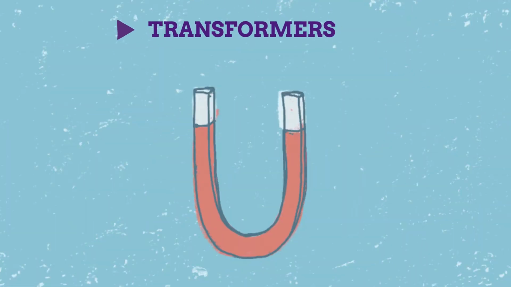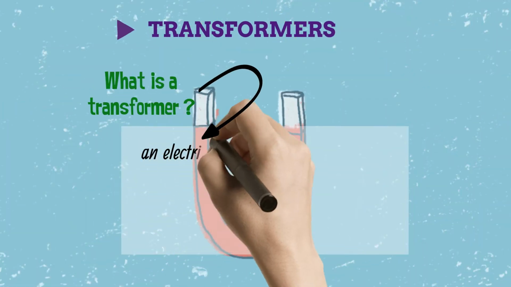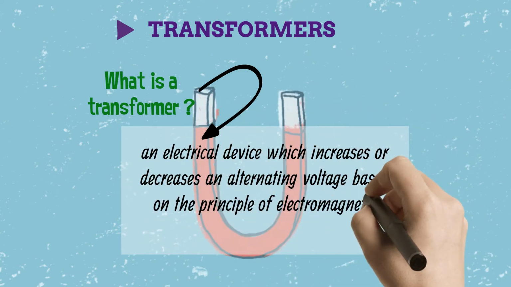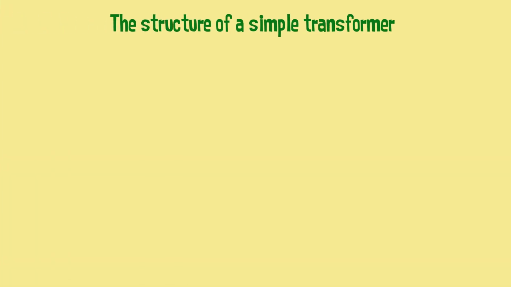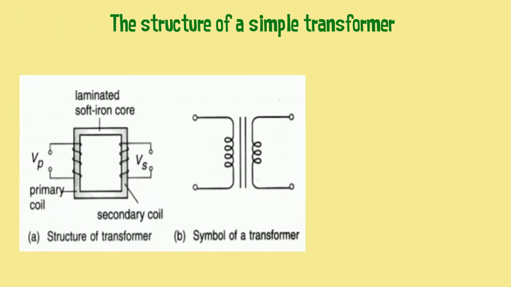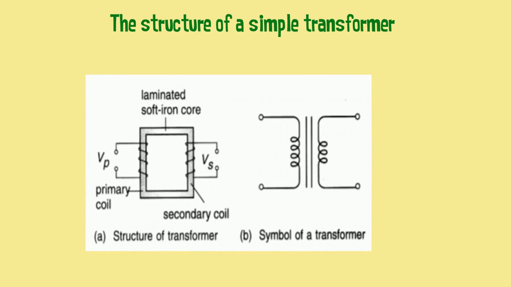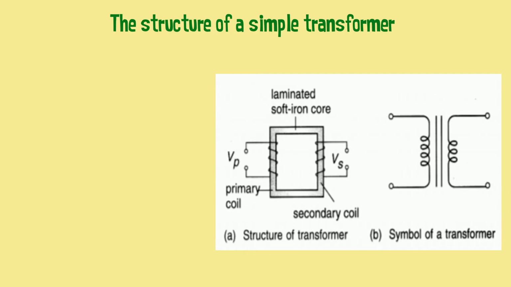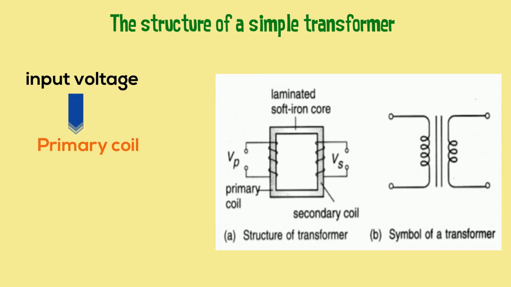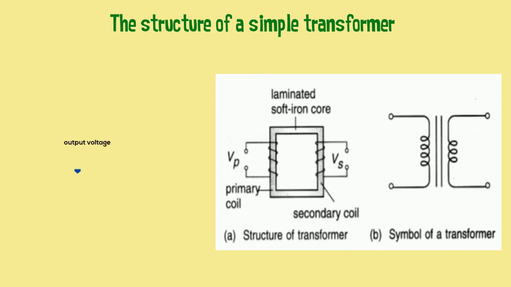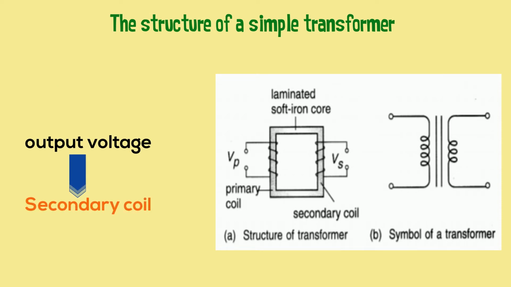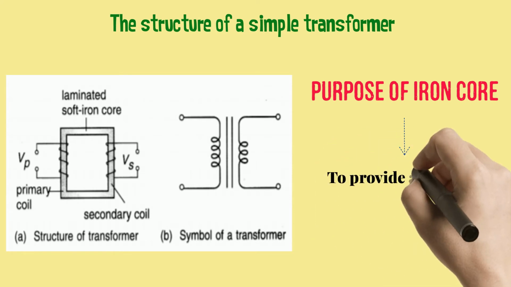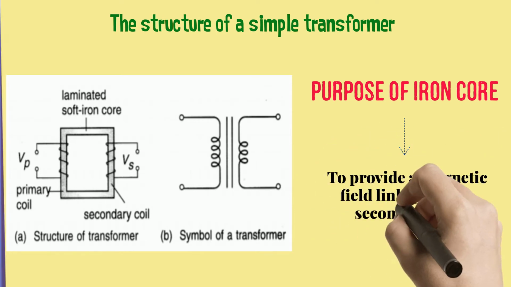The next subtopic is transformer. So basically, a transformer is an electrical device which increases or decreases an alternating voltage. The structure of a simple transformer consists of two coils of wire wound around separately on a laminated soft iron core. The coil connected to the input voltage is called the primary coil. The coil connected to the output voltage is called the secondary coil. The purpose of the common iron core is to provide a magnetic flux linkage in the secondary coil.